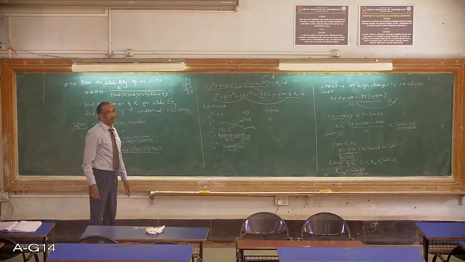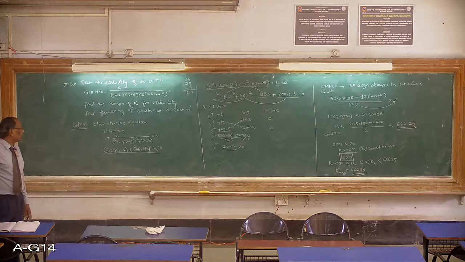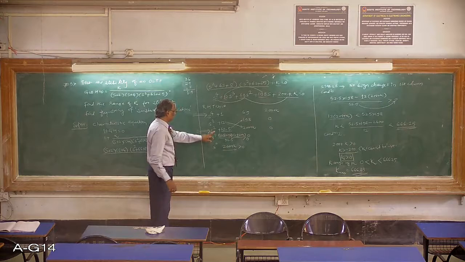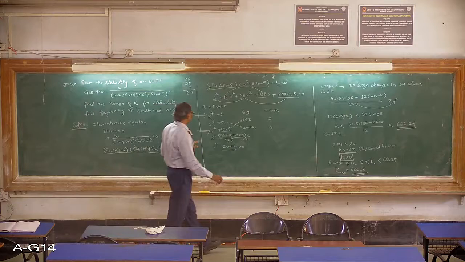To find the sustained oscillations, we have to consider the auxiliary equation. The auxiliary equation may be second order. Here you will get fourth order, even order, even power of s terms. The auxiliary equation can be obtained. Now this is our auxiliary.